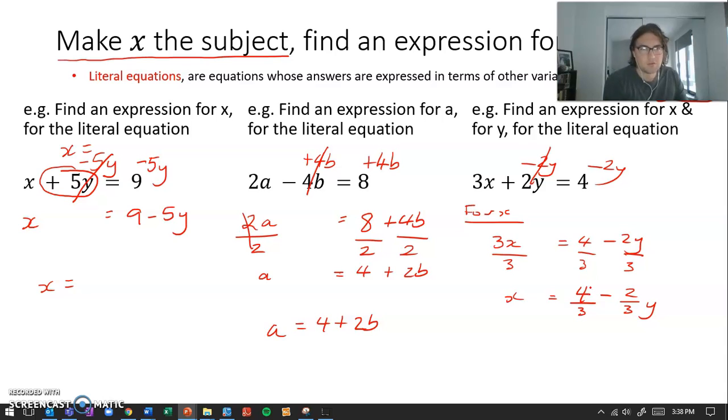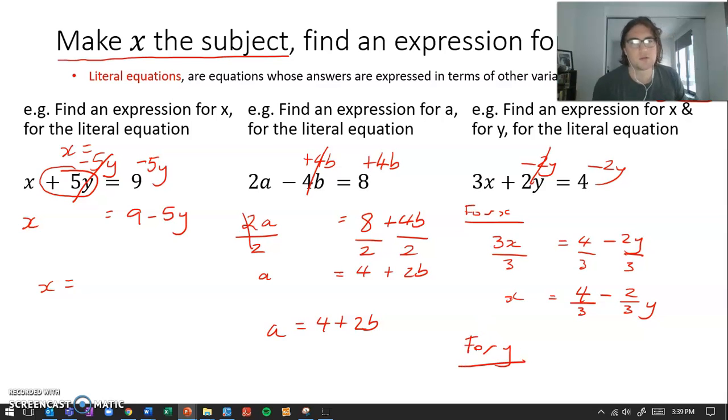You can see what I've done here. Because 4 divided by 3 is not going to be a nice clean decimal answer, I've just left it as fractions, and you can do that. There's nothing wrong with that. I would advise you to do it with simple fractions like this, 4 on 3 and 2 on 3. So x is equal to 4 on 3 minus 2 on 3 y.